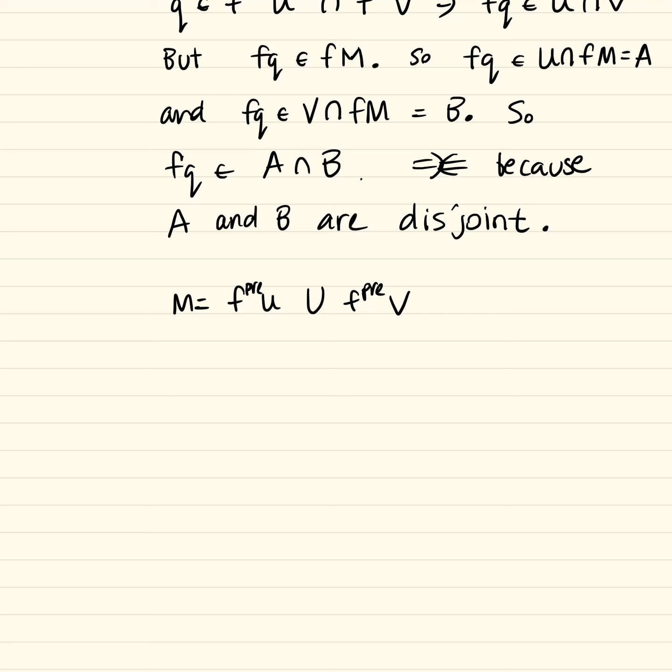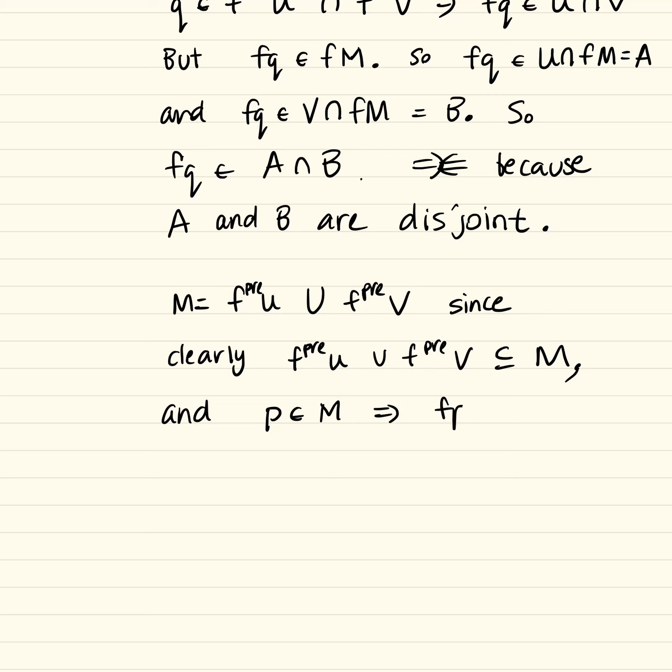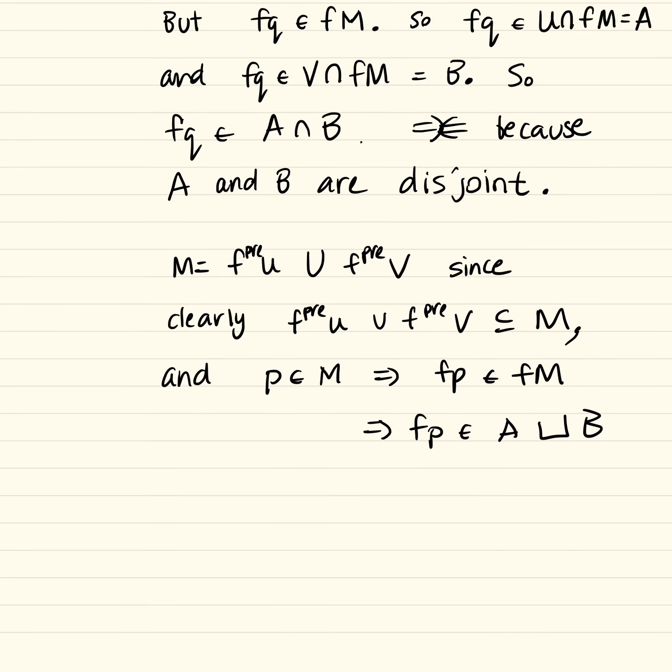Now how are we going to show that? Well, clearly, F pre U union F pre V is a subset of M, right? And P belonging to M implies F of P belongs to F of M, which implies F of P belongs to A disjoint union B, which implies F of P belongs to U or V.